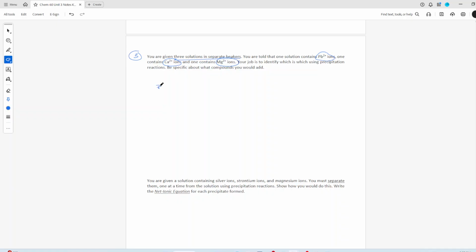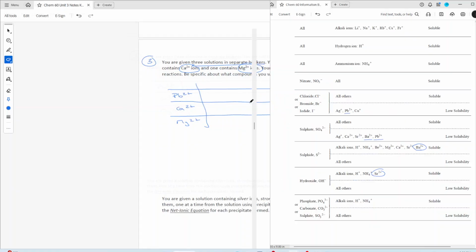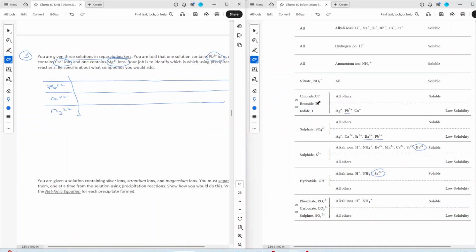So our chart is going to be lead, calcium, and magnesium. And then our anions are going to be... So if you don't have them memorized yet, which even I don't, right? I go to here, and what I do is I just pick one from the categories that have three. So for chloride, bromide, and iodide, I would just pick chloride. And then we've got sulfate.